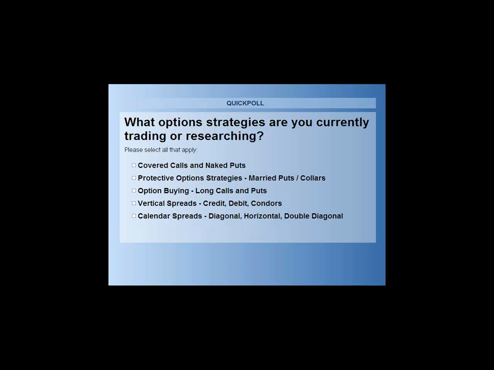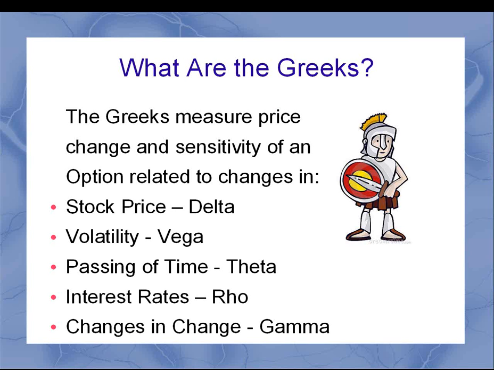All right. Let's go ahead and take a look at our poll here. I'm going to close that down, and let me share the results with everyone again. 61% of you are doing covered calls and naked puts. Our winner, 73%, are doing vertical spreads, bull put credits, bear call credits. We've got 39% of you doing the protective option strategies. 42% are buying options, and this is the highest I've seen on some of my recent webinars.